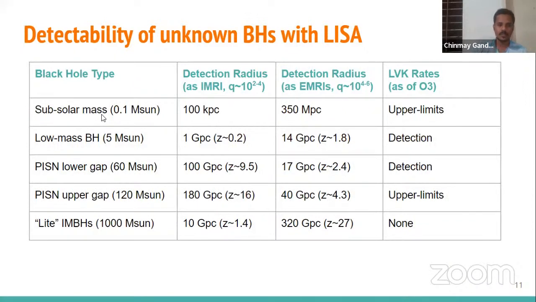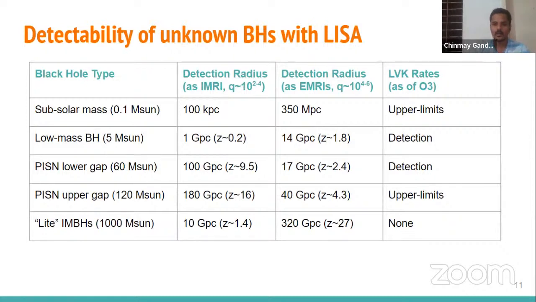If we have a subsolar mass black hole, and it is a part of an IMRI, the best detection radius that we can have is about 100 kiloparsecs. And if it is a part of an EMRI, it could have a detection radius of up to 350 megaparsecs. On the other hand, if we have low mass black holes of about 5 solar masses, we have a detection radius of up to about 1 gigaparsec, and as a part of an EMRI, we would observe them till 14 gigaparsecs. If we have a PISN lower mass black hole of about 60 solar masses, we'll observe it till 100 gigaparsecs if it is a part of an IMRI.